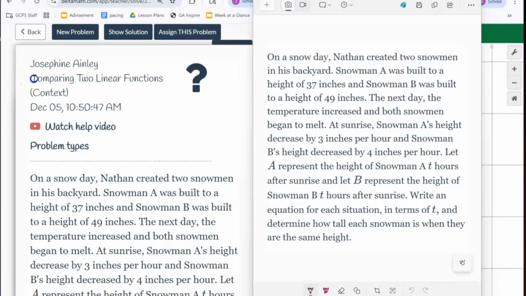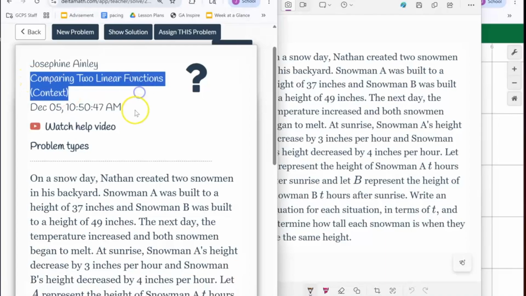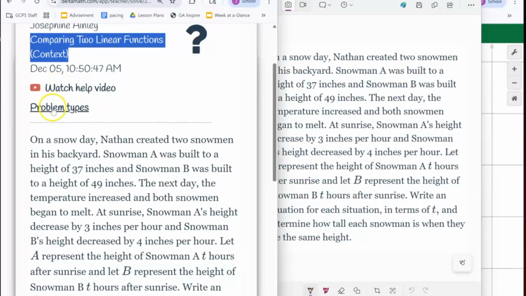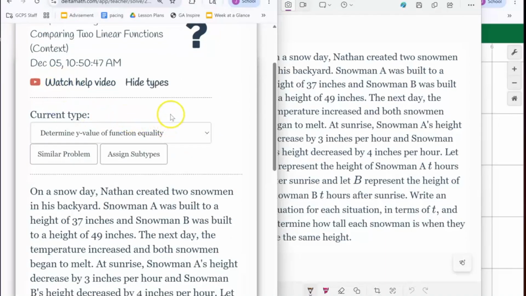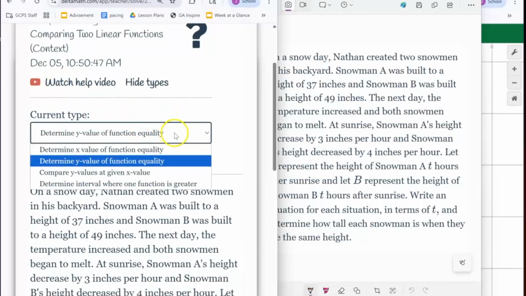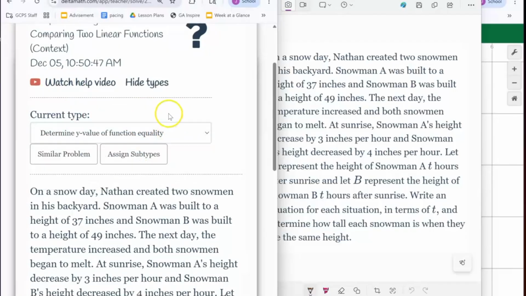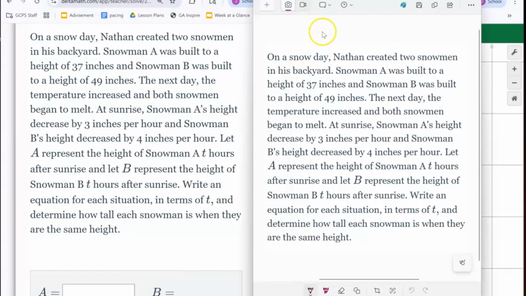Okay, so we're going to take a look at comparing two linear functions in context, in other words, word problems. There are a few kinds of word problems that you could get. We're going to go through all of them. So I'm going to start with determine y values of function equality, whatever that is. All right, so I'll put it on the side here because what I want you to do is obviously highlight some things.